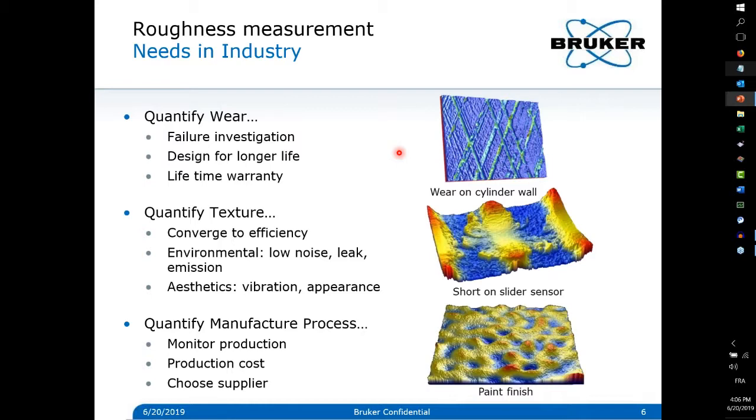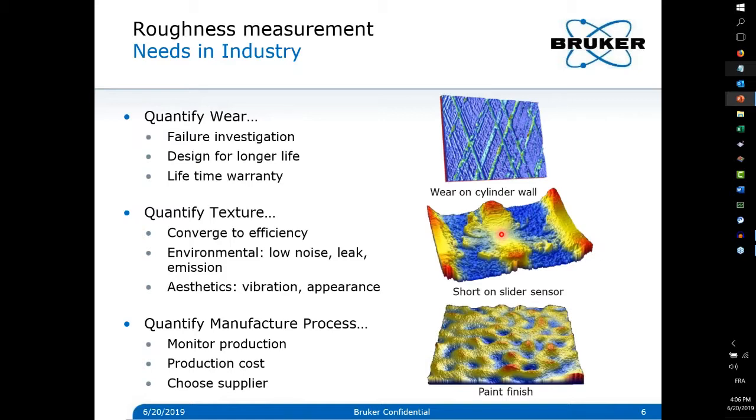Roughness is really a wide topic. Whenever we speak about roughness, we can speak about actually quantifying wear, because whenever a surface starts to wear out, like this sensor one, its roughness evolves. So quantifying roughness is equivalent to quantifying wear and being able to investigate the failure mode or to better design the surface for a longer lifetime.